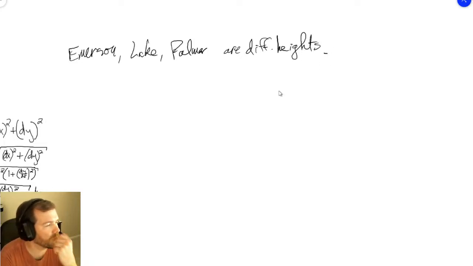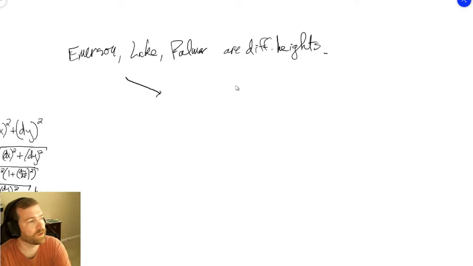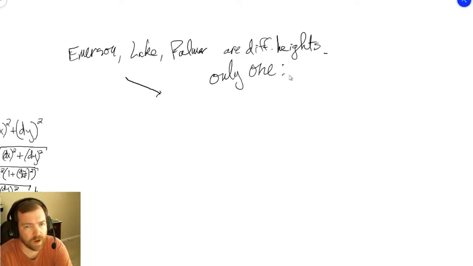Alright, Emerson, Lake, and Palmer are at different heights. Arrange them from tallest to shortest if only one of the following is true. Emerson is the tallest. Lake is not the tallest. Palmer is not the shortest.